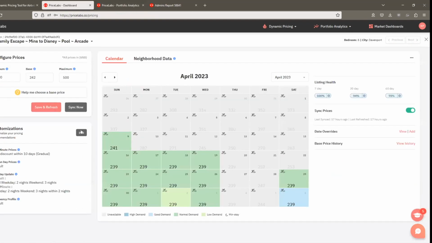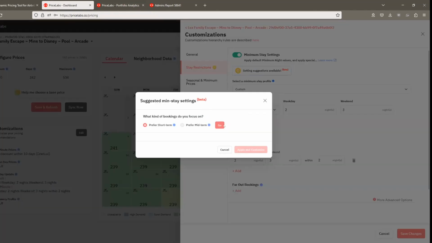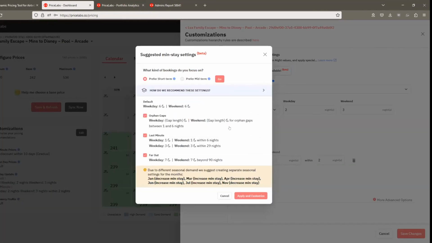Yeah, and then eventually when we get into that stay restrictions, basically anything far out, anything more than 90 nights, 7 nights, and anything last minute, and we're including last minute within 29 nights, it then drops down to 3. And we're sort of saying that the Thursday, I would definitely recommend to him to go for this, like suggest this, and then make sure his Thursday is classed as a weekend.